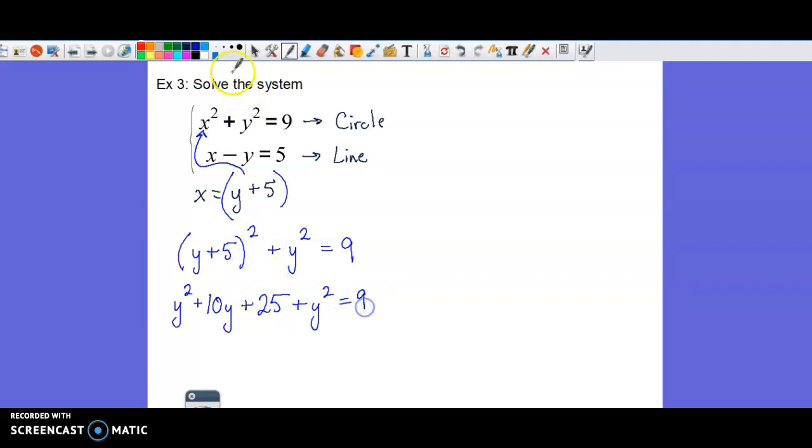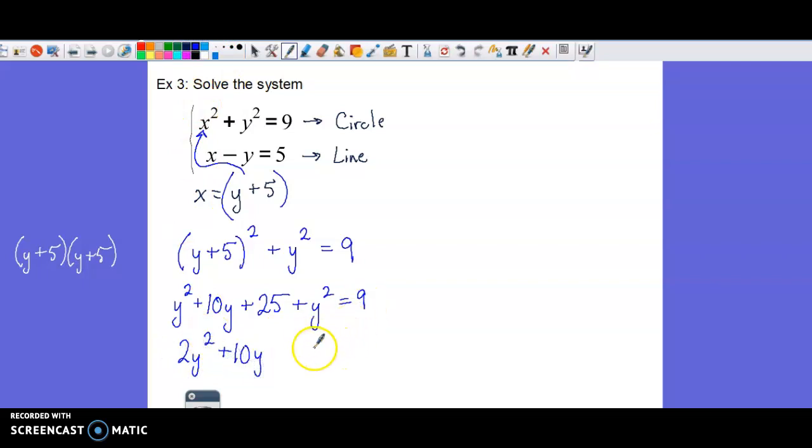I don't know if I really need to explain that. You guys are good at that, where y plus 5 squared means y plus 5 times y plus 5. That's how I got that middle term. So this is a quadratic.